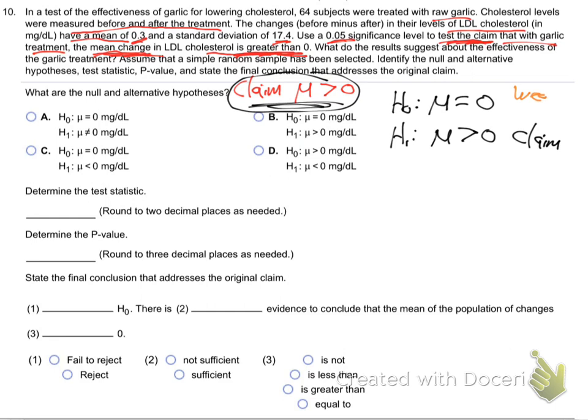This is always weak up here. This is always strong evidence. H0 is always weak. It's the initial assumption, like assuming innocence. And the H1 is always strong evidence. Okay, so it's time to go to our calculator. We're going to do what we did last time on this one.